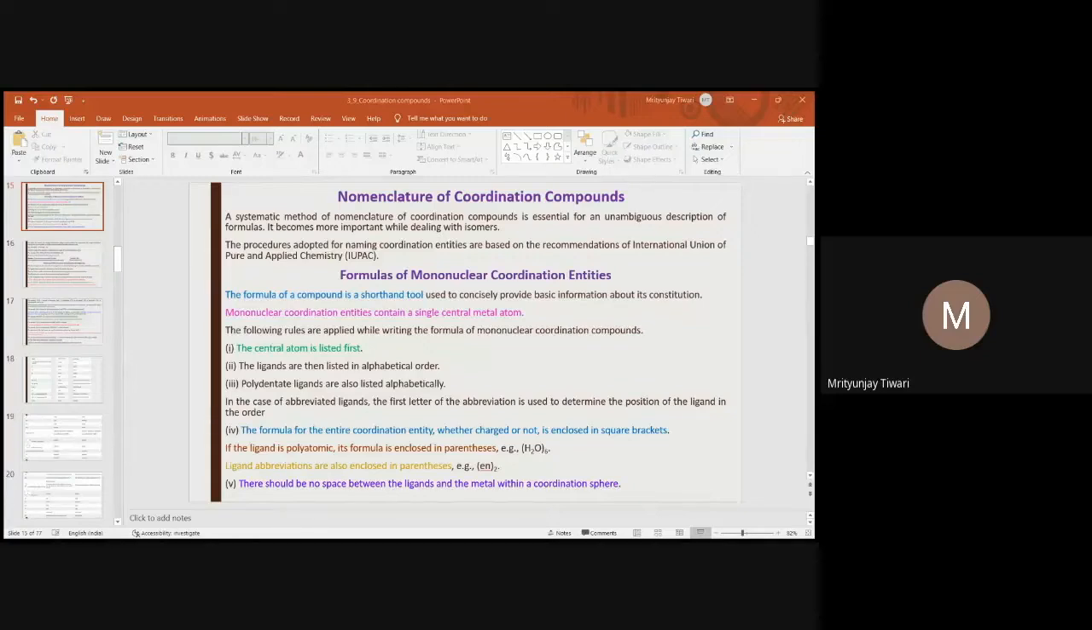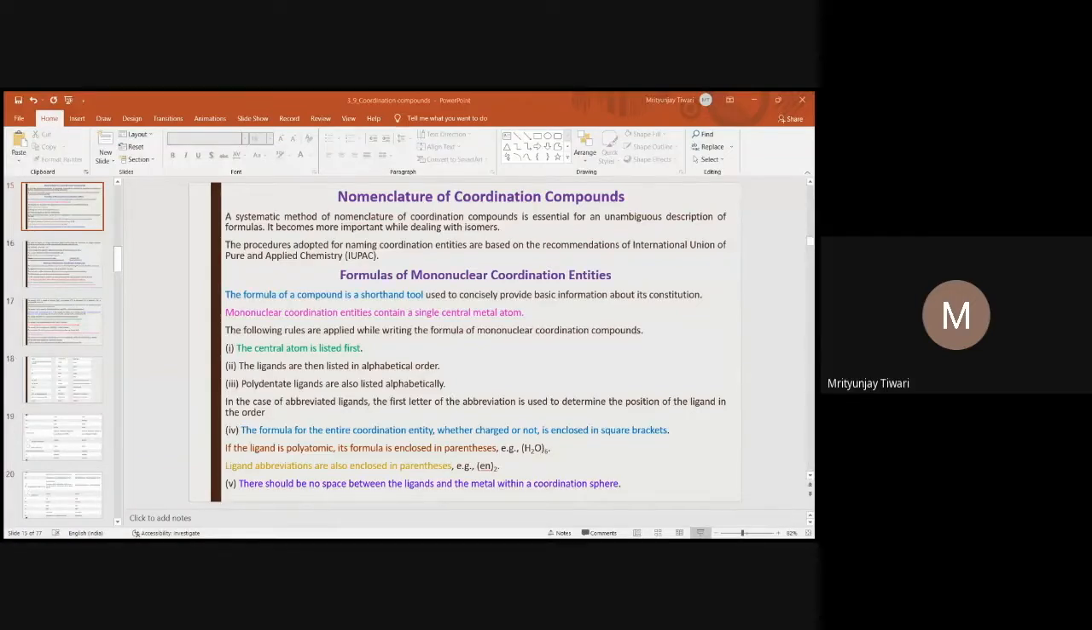Then the next rule is when the formula of a charged coordination entity is written without the counter ion, the charge is indicated outside the square bracket, as I said earlier. If the coordination entity is charged, and you are writing the formula of this complex compound without the counter ion, then we will have to show the charge on the coordination entity, and this charge is indicated outside the square bracket as a right superscript with the number before the sign. The number, then the sign in the superscript.